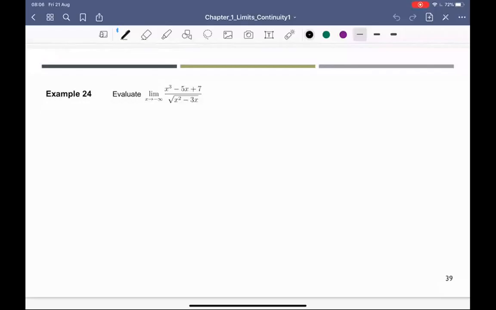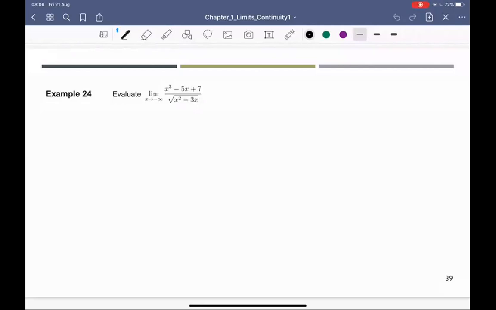Today we're going to do more examples on limits at infinity and infinite limits. After that, we're going to move to our new concept, continuity. So let's first talk about example 24 on slide 39.